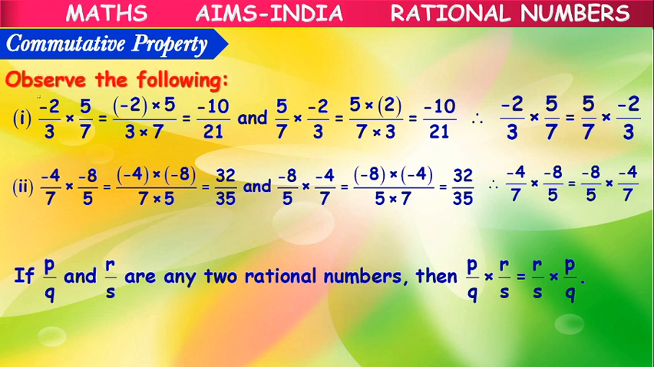Next, see commutative property. So two rational numbers we have taken.